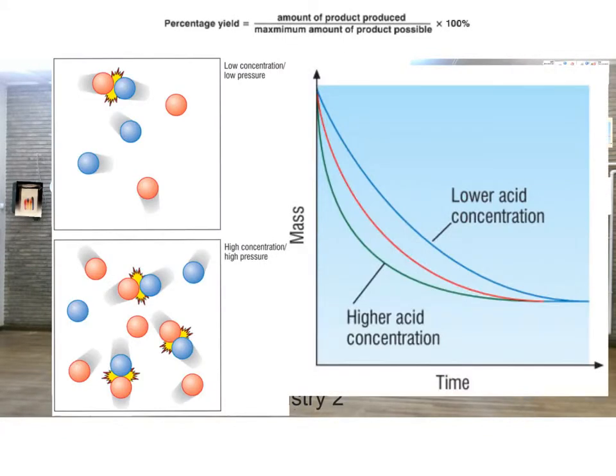Increasing the concentration of reactants in solutions increases the frequency of collisions between particles and so increases the rate of reaction. Increasing the pressure of reacting gases also increases the frequency of collisions and so increases the rate of reaction. Remember, increasing concentration or pressure does not increase the energy with which the particles collide. However, it does increase the frequency of collisions.